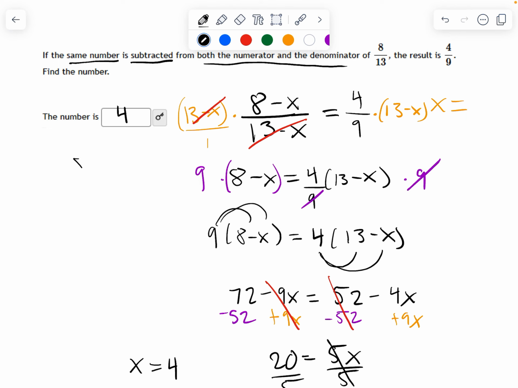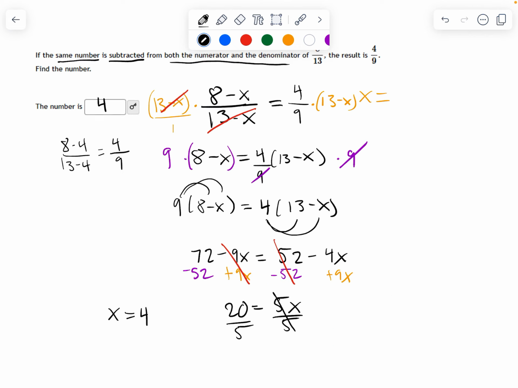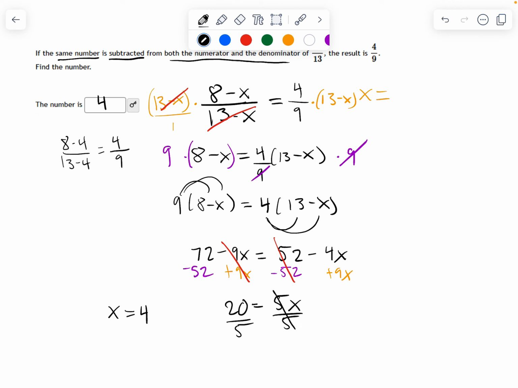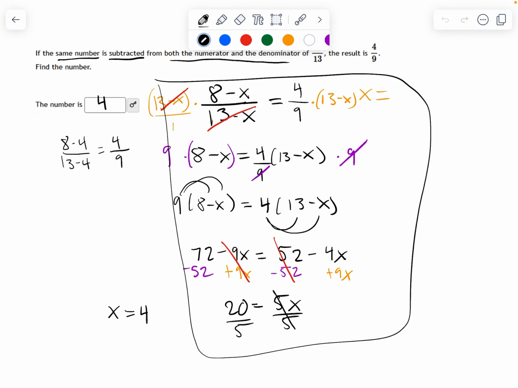So if I were to do 8 minus 4 and 13 minus 4, that'll give us 4/9, which is a true statement, right? So that would be all of your algebra. If you're able to just easily guess that, then go for it, right? But this would be the official algebraic way to solve through that.